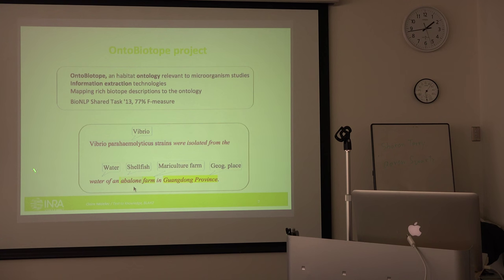It's an example of how difficult it could be. In this example, you can see that there is a microbe called Vibrio amyloticus strain that is isolated from a place which is described by a long compound noun. The difficulty here is to analyze the different habitats, the crown, abalone, and water, and see how they are related, these habitats together, in order to map them to the ontology. So this is not just a straightforward mapping of terms in the text to the labels of the concepts in the ontology, but it involves more complex text mining analysis.